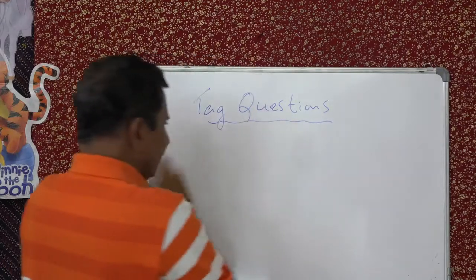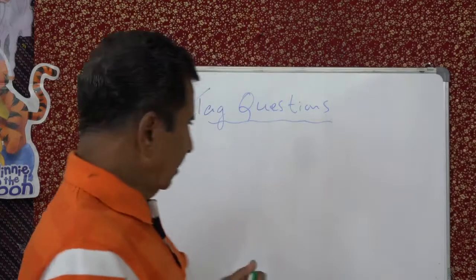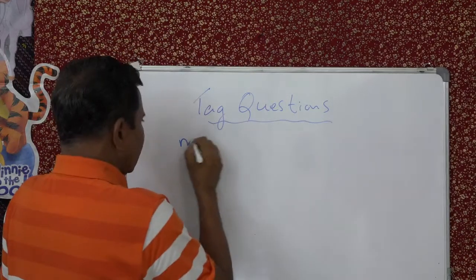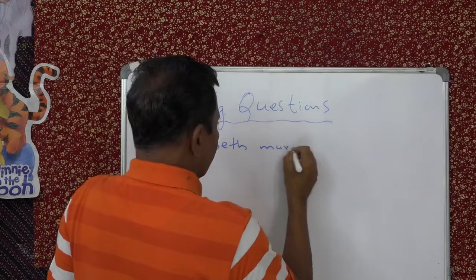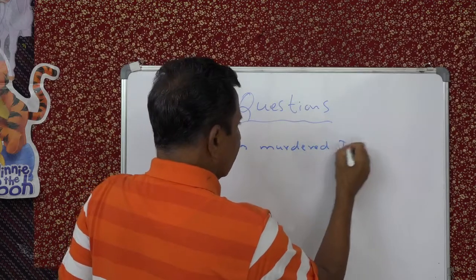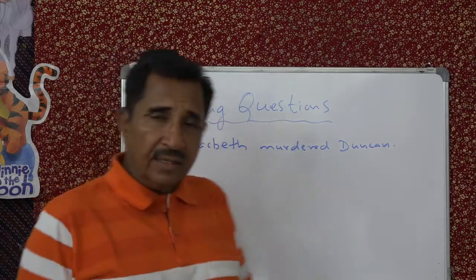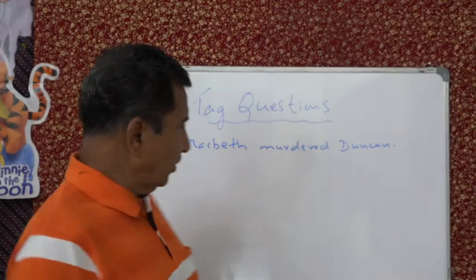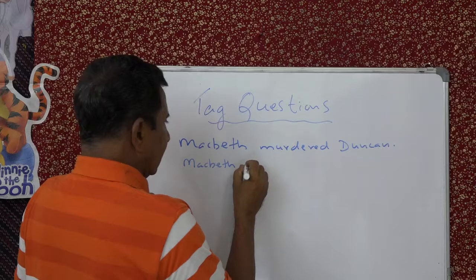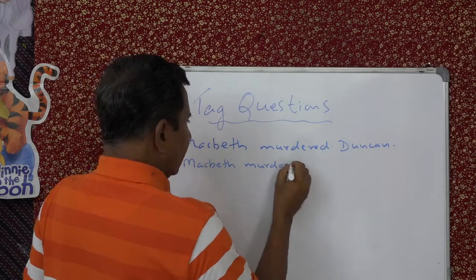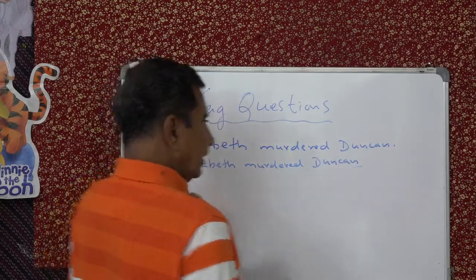Alright, let's have some more examples, then you will understand it. See that? We will say like this: Macbeth, our old friend, Macbeth murdered Duncan. Okay. This is the sentence. Now you have to add a question tag. What will you do? You will write like this: Macbeth murdered Duncan, comma, didn't he?